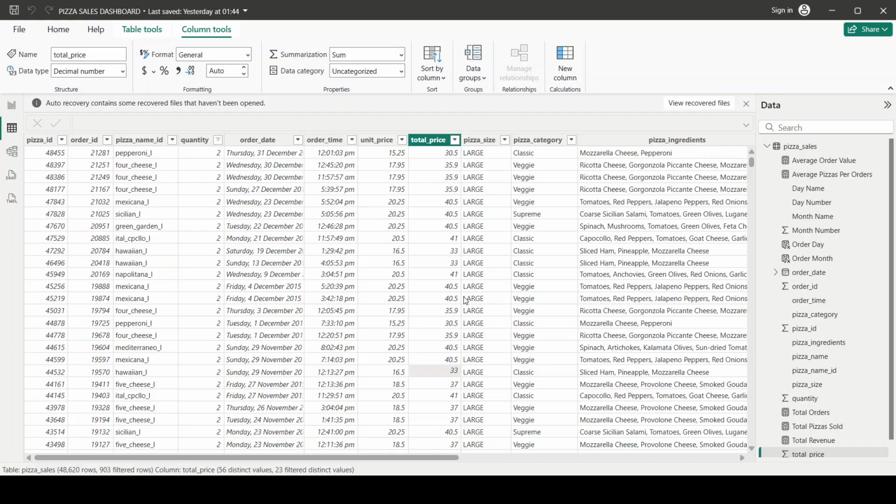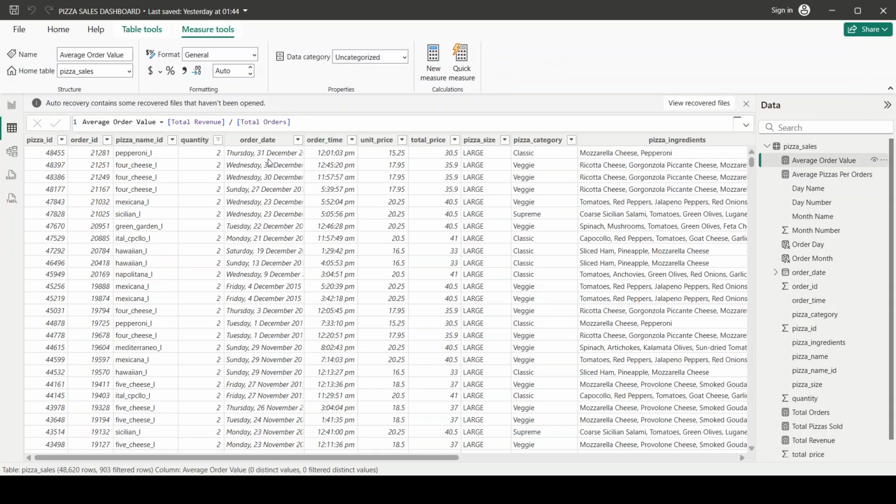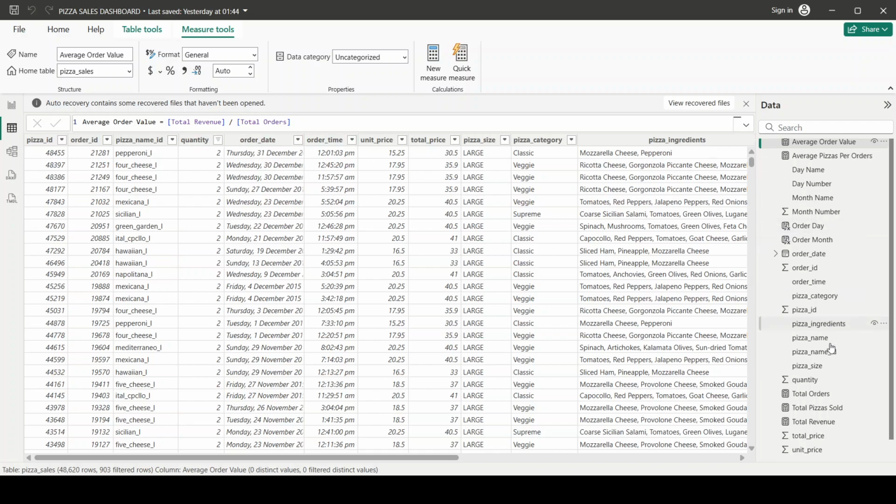I also used DAX to calculate the revenue. If you come to the data side, anytime you see something like a calculator here, it's telling you that it was manually calculated in Power BI. So we have the average order value. For the average order value, I calculated the total revenue. That's what I was looking for, just to give you an understanding.